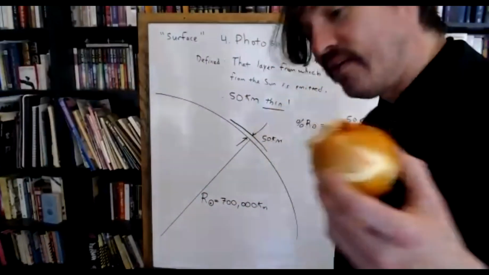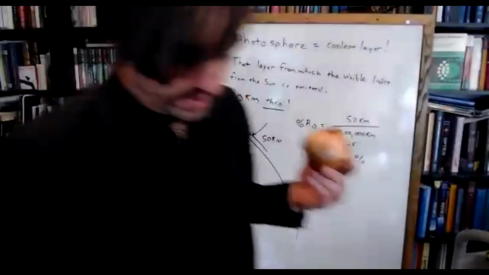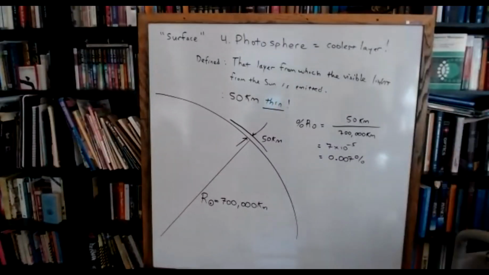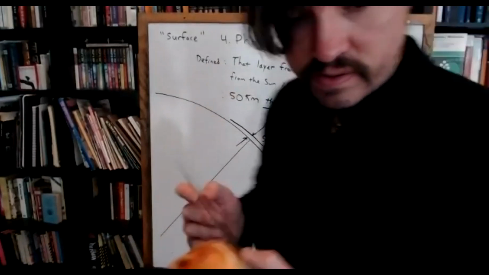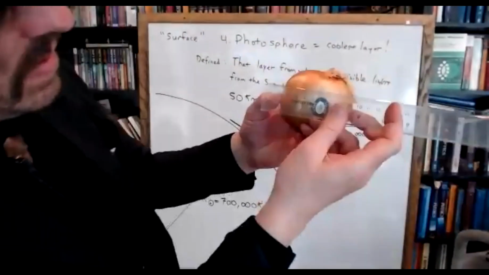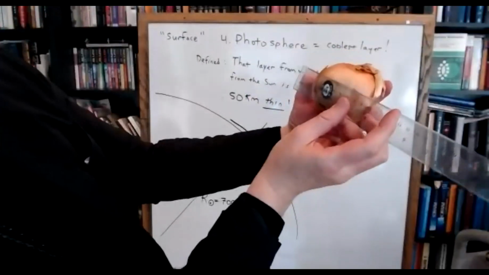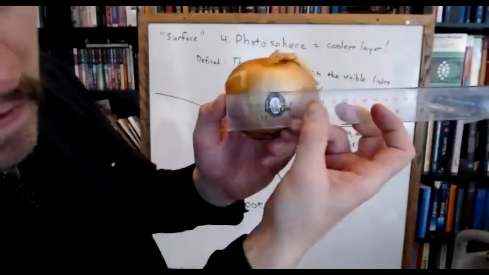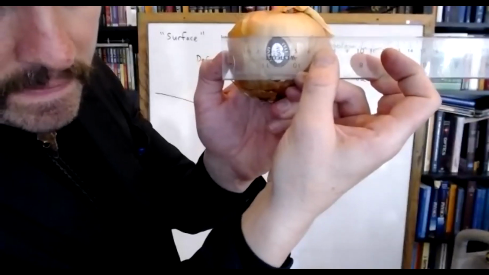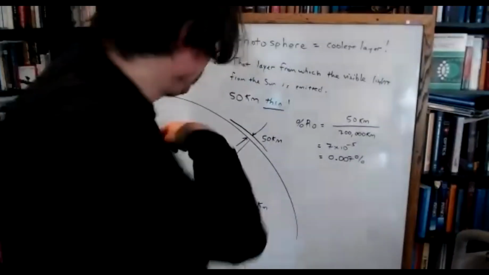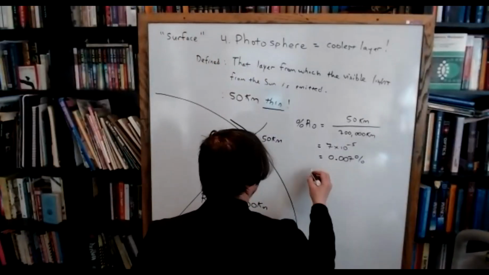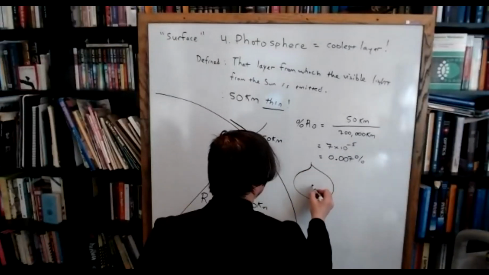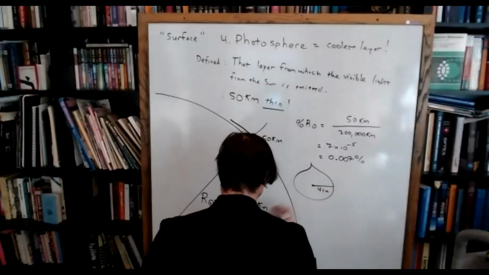What do you think the radius of a yellow onion is in centimeters? 10. I bet 10 is its diameter. Let's see. Can I show you? 10 is probably its diameter, yeah. This one has a diameter of 8. So 4 centimeters. Okay, so let's compare it to a yellow onion. So here's my yellow onion. The yellow onion has a radius of 4 centimeters.